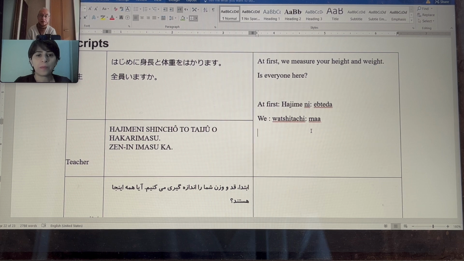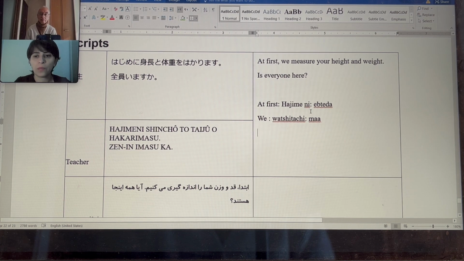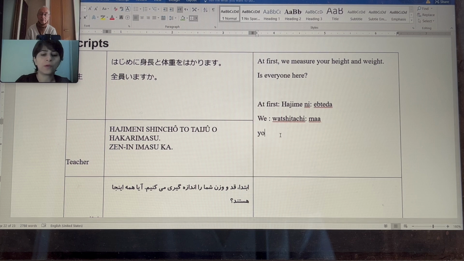I will keep the verb at the end because it's based on Persian sentence structure. We measure your height. Your height. Your height is ghad.